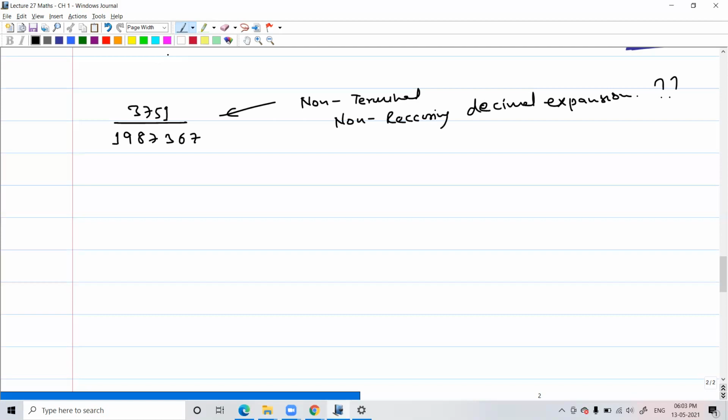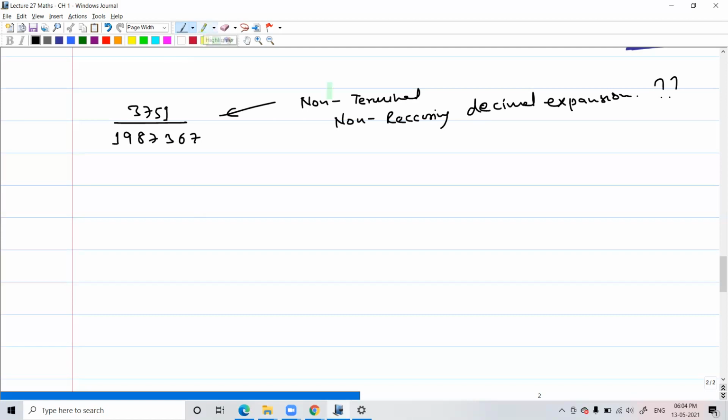Yes, sir. Or is there no way to find it other than doing actual division? It's non-terminating, sir, since the denominator ends with 7, so it won't be a multiple of 2 as well as 5. So it is not in the form of 2 power m into 5 power n.